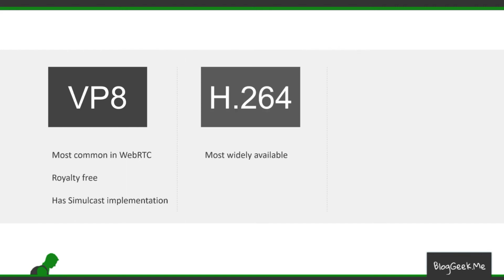H.264, on the other hand, is the most widely available codec in WebRTC. It runs on all browsers today. It doesn't support simulcast, or the implementations of it in browsers don't support simulcast. It's also the most widely used codec outside of WebRTC. And it has the same capabilities when it comes to the quality of the video that you get for a certain bitrate.